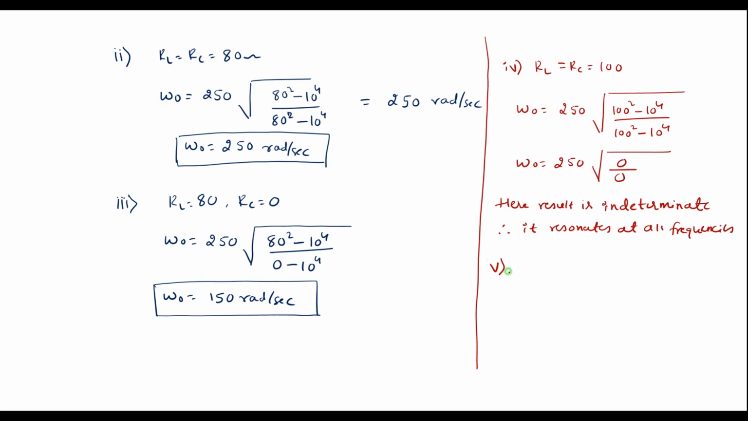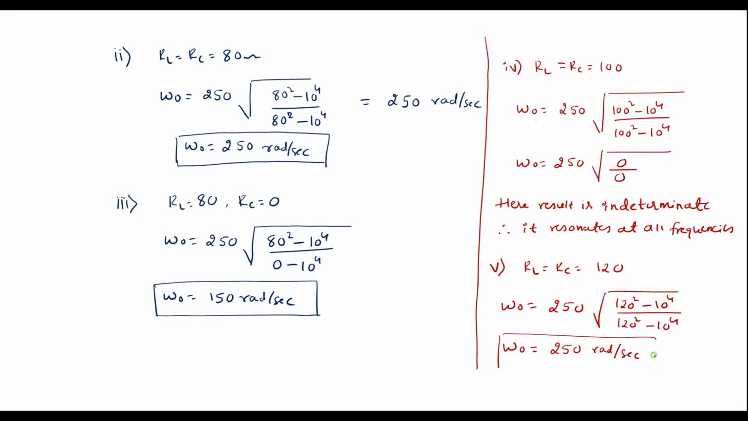Let me consider the fifth case, where RL is equal to RC is equal to 120. In that case, omega naught is equal to 250 under root, 120 square minus 10 power 4 divided by 120 square minus 10 power 4. Solving this, we get omega naught is equal to 250 radians per second. Thus we found the resonant frequency for different cases.